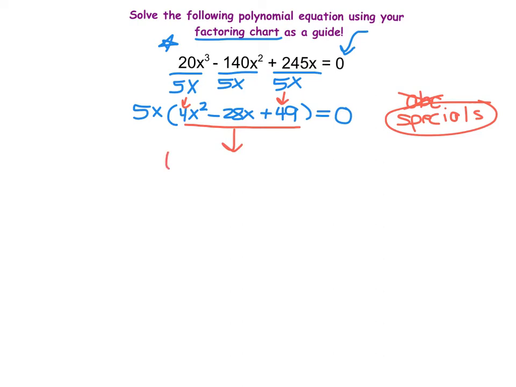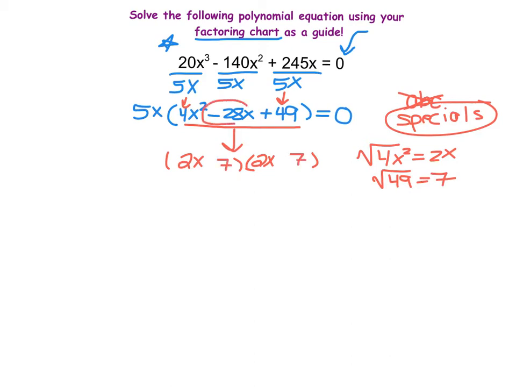So we're going to use that factoring strategy, the special factoring strategies, to help us factor that further. I'm going to square root the 4x squared, which leaves me with 2x, and 2x in the front. And if I square root the 49, I get 7, so I have 7 and 7. Because the middle term is negative, I have 2 subtraction signs left inside of there.